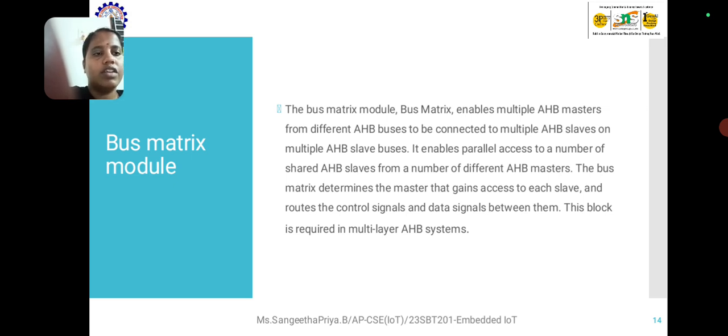The bus matrix enables multiple AHB masters from the different AHB buses to be connected to multiple AHB slaves on the multiple ASB slave buses. It enables parallel access to a number of shared AHB slaves from a number of different AHB masters. The bus matrix determines the masters that gain access to each slave and routes the control signals and data signals between them. The block is required in multi-layer AHB systems.